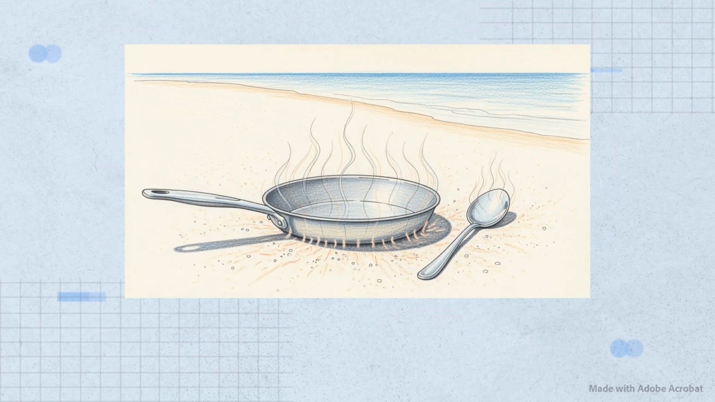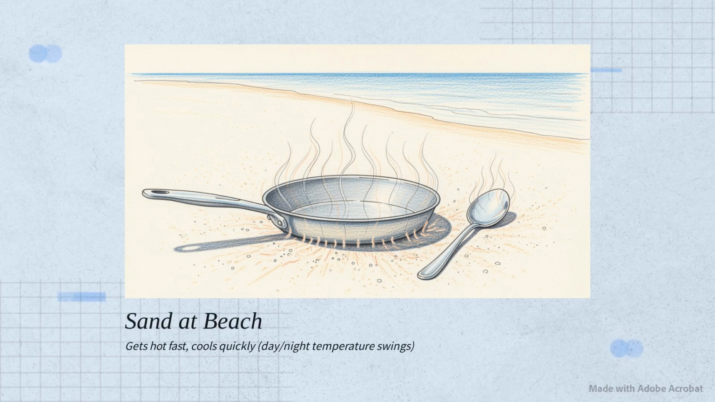Metals and sand, with their low specific heat capacity, respond rapidly to temperature changes. Metal utensils heat quickly, making cooking pans and spoons hot in a short time. Sand on the beach gets hot fast during the day and cools quickly at night, leading to noticeable temperature swings.